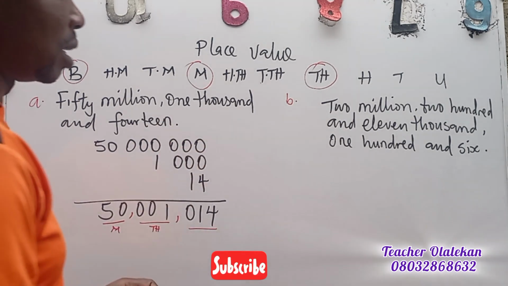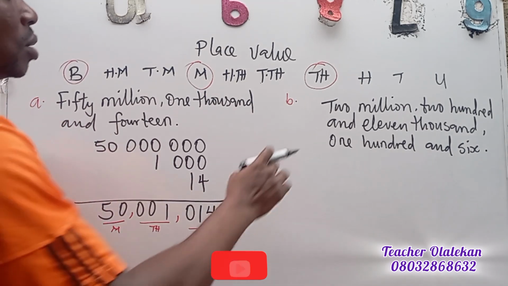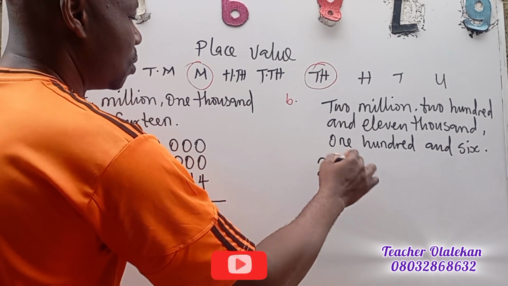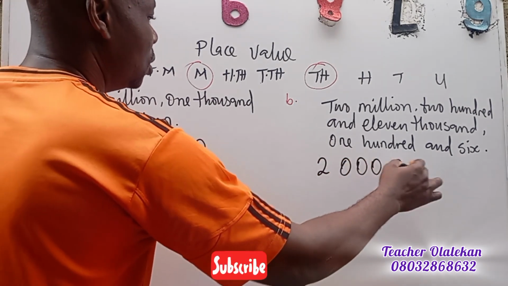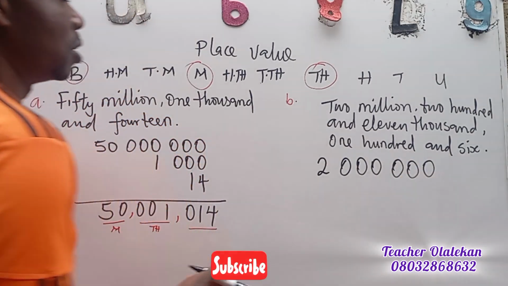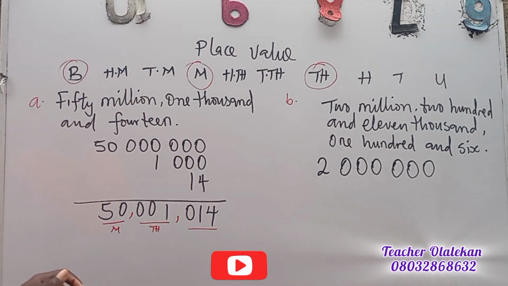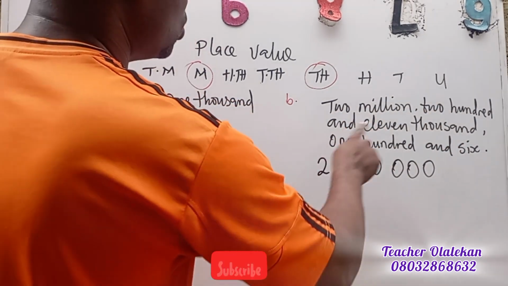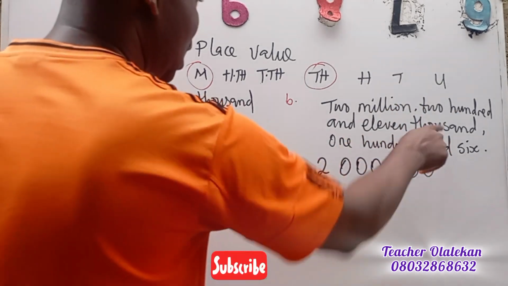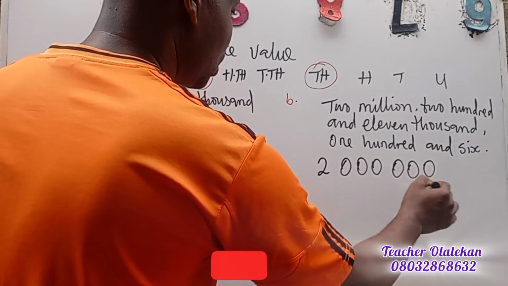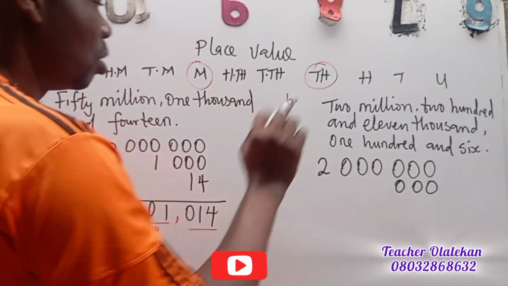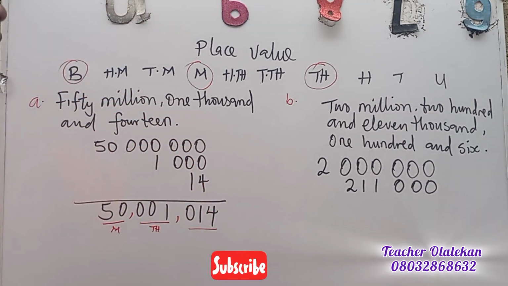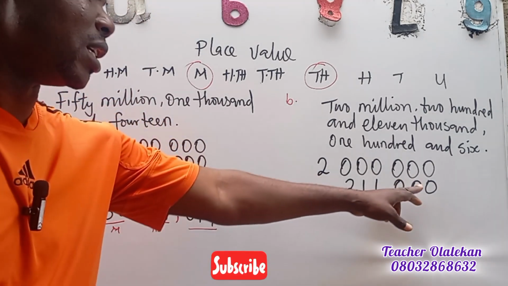To move to the second example, let's do that quickly. 2 million has 6 zeros. Do not forget 1, 2, 3, 1, 2, 3, making 6. 3 plus 3 is 6. And 211,000. Do not forget 211,000. 1,000 has 3 zeros. So now let's have our 3 zeros first. And 211. You don't need to write 200 here and write 11.